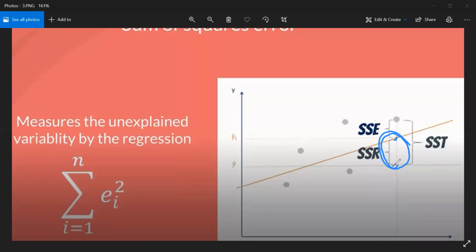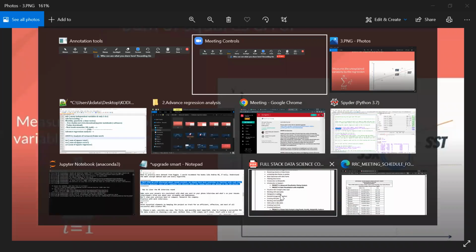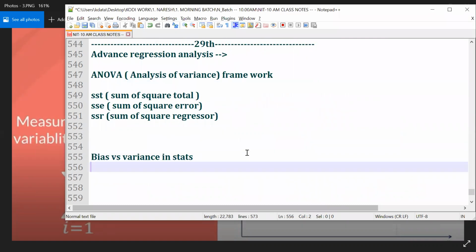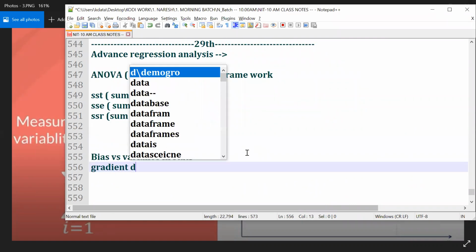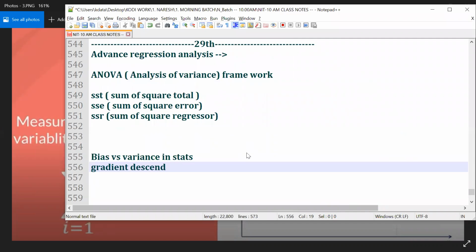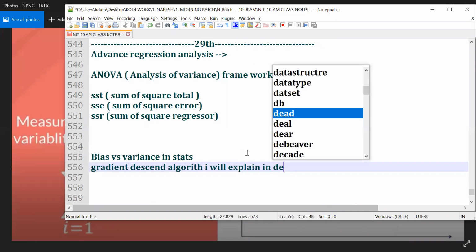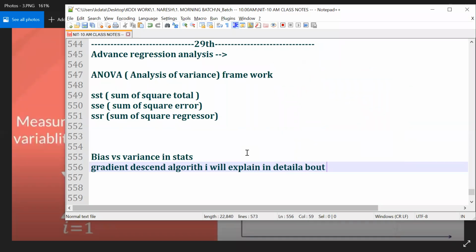What exactly is meant by this point, I will explain in the gradient descent concept. Which concept, guys? Gradient descent concept. I will explain in the gradient descent algorithm, in detail, about SSR. SSR means sum of square residual. Okay guys, sum of square residual, all those things.